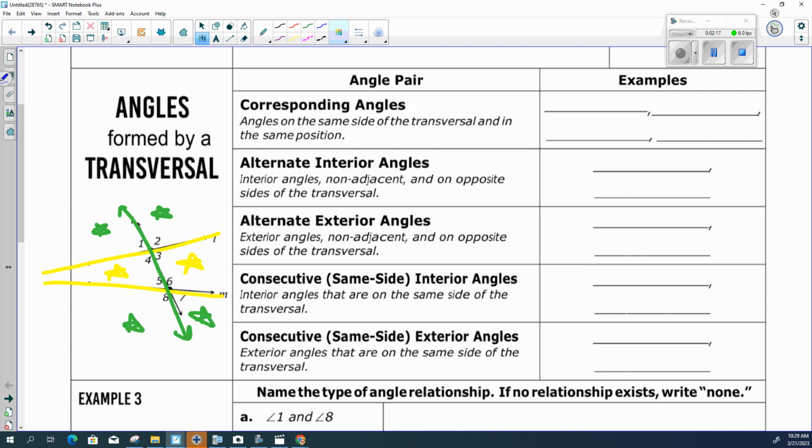All right, corresponding angles: on the same side of the transversal and in the same position. So looking at your transversal, it has to be on the same side. So I can see 1, 4, 5, and 8. Those are all on the same side. So which ones are in the same position? Well, top and top, or bottom and bottom. So 1 and 5, 4 and 8.